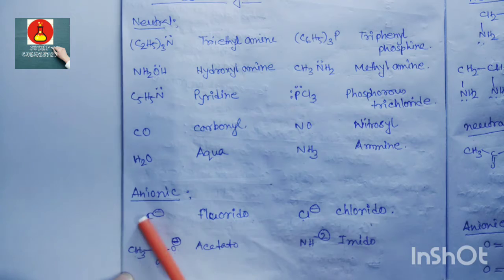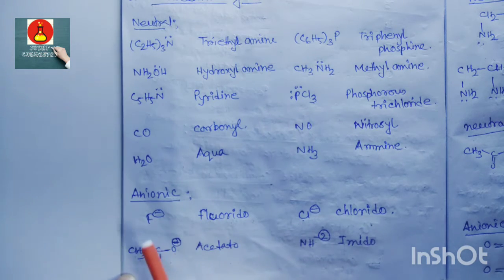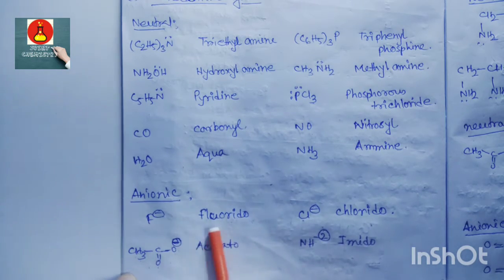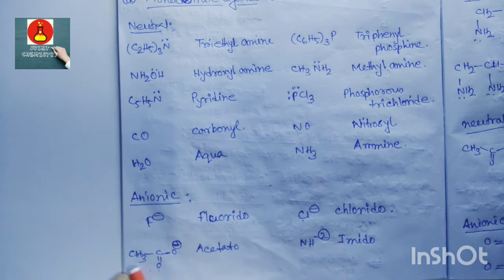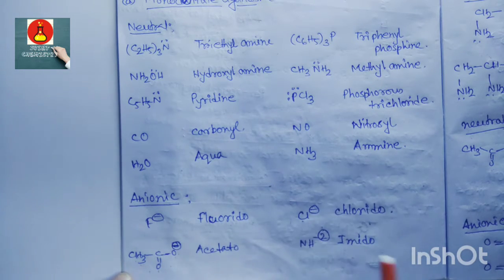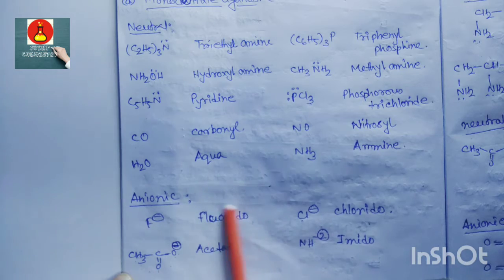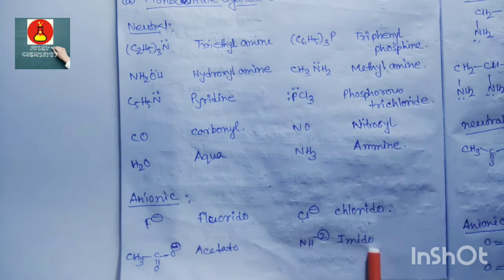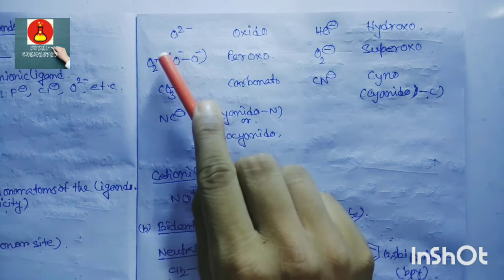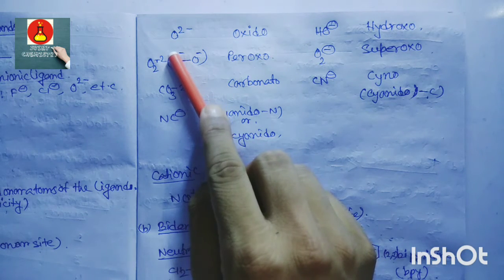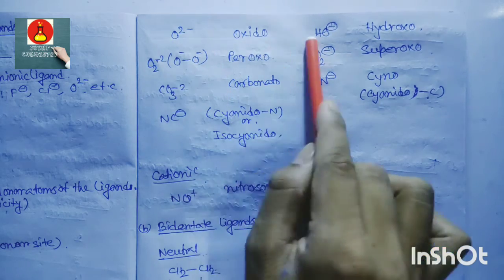Now here are the anionic monodentate ligands. Anionic means containing a negative charge. So this is F minus, known as fluorido. Cl minus is known as chlorido. CH3COO minus is known as acetato, and NH2 minus is known as imido. As we can see, the names are a little bit different because these are the names used in IUPAC naming of coordination compounds. Now there are some other examples of monodentate ligands. These are some anionic monodentate ligands.